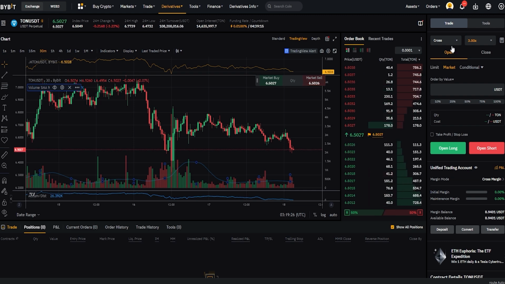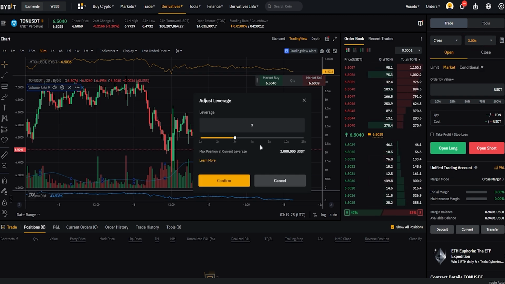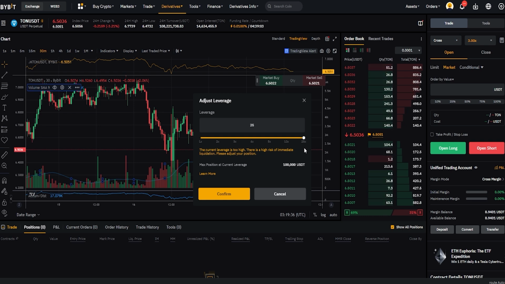After we have chosen isolated margin, we choose leverage. Here everything is very interesting. The minimum leverage is 1x. The maximum leverage is 25x and more. It depends on the currency pair in which you will trade. For TON, the maximum leverage is 25x. Let's say on Bitcoin it's 125x. Look at the way this works.